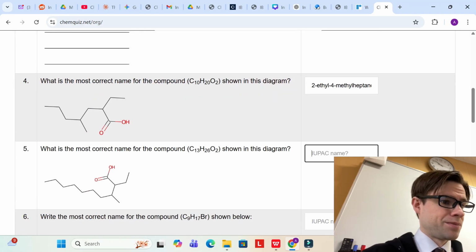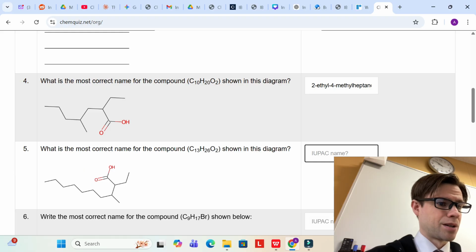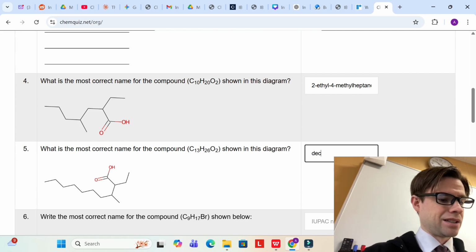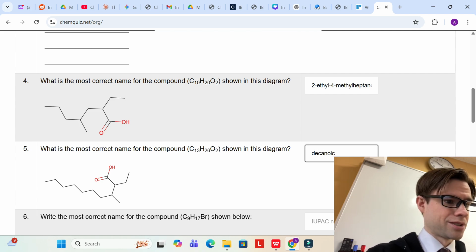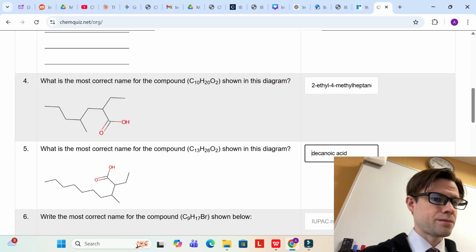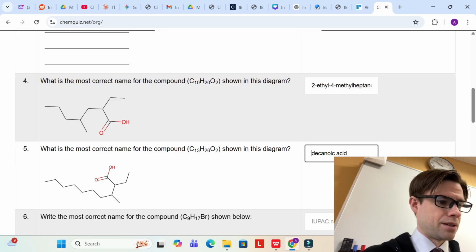Number 5 then, most correct name for this. Again, carboxylic acid, that needs to be number 1. Counting from that carboxylic acid group then, 1, 2, 3, 4, 5, 6, 7, 8, 9, 10. So this will be a decanoic acid with some branches. And the branches are an ethyl group on 2.